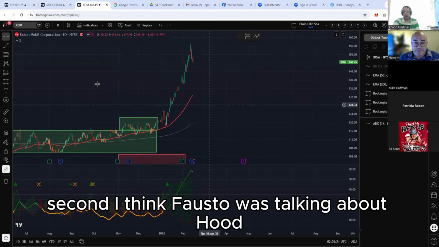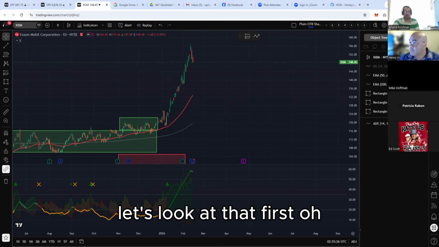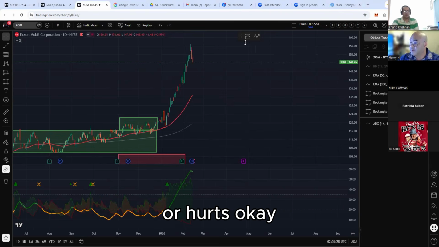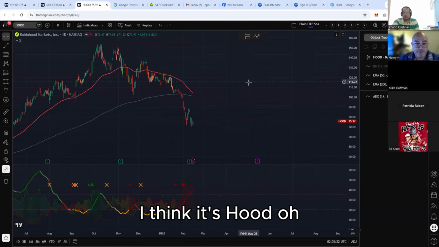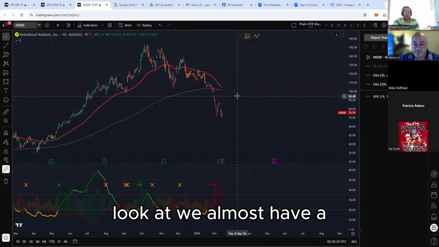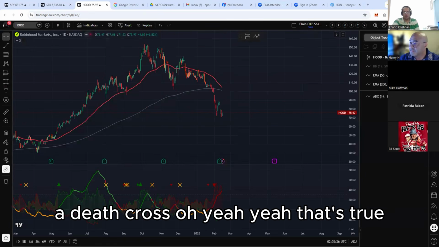I think Fausto was talking about Hood. Let's look at that first. Hood or Hertz? He said no, Hood. I think it's Hood. Oh, look, we almost have a death cross. Yeah, that's true.